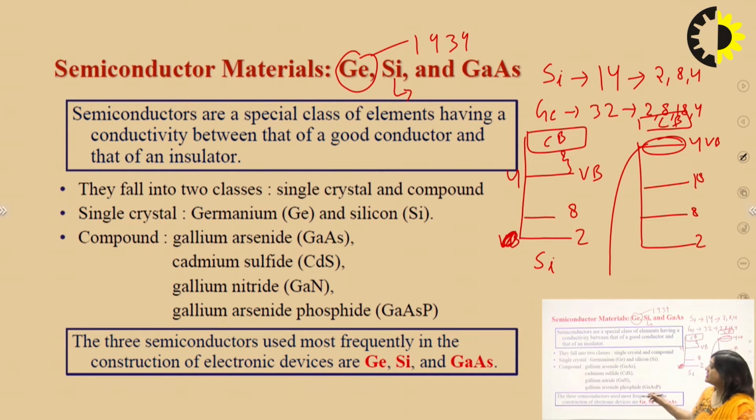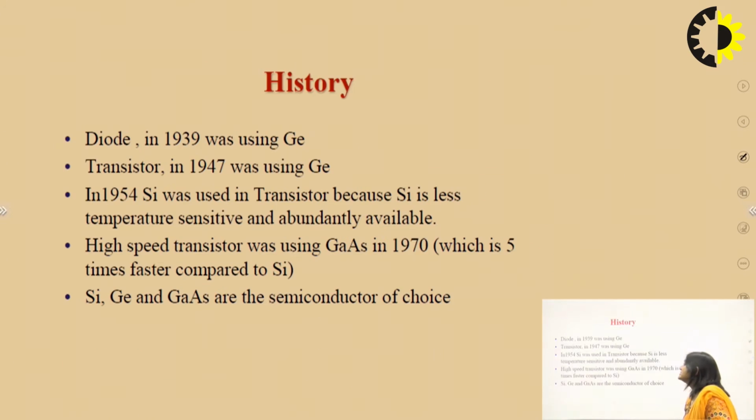And here gallium arsenide is also preferred. Gallium arsenide is generally preferred when there is a need for high switching applications, or we can say high speed of response, fast speed of response. If we require that, then we can switch to gallium arsenide.